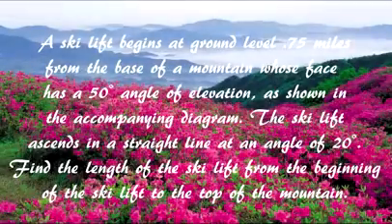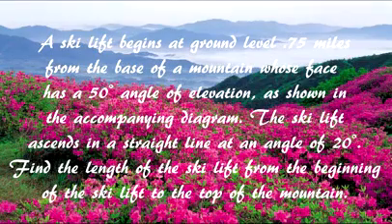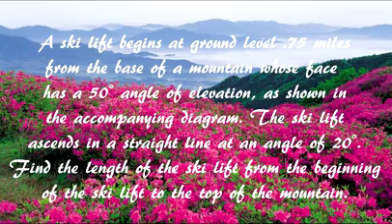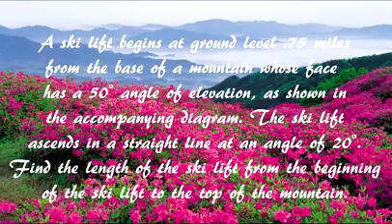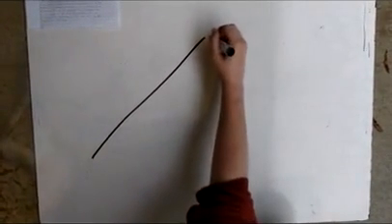And now on to example 2, which reads, a ski lift begins at ground level, 0.75 miles from the base of a mountain whose face has a 50-degree angle of elevation, as shown in the accompanying diagram, which isn't really an accompanying diagram because I still have to draw it. The ski lift ascends in a straight line at an angle of 20 degrees. Find the length of the ski lift from the beginning of the ski lift to the top of the mountain. So now I'm going to draw out that diagram.